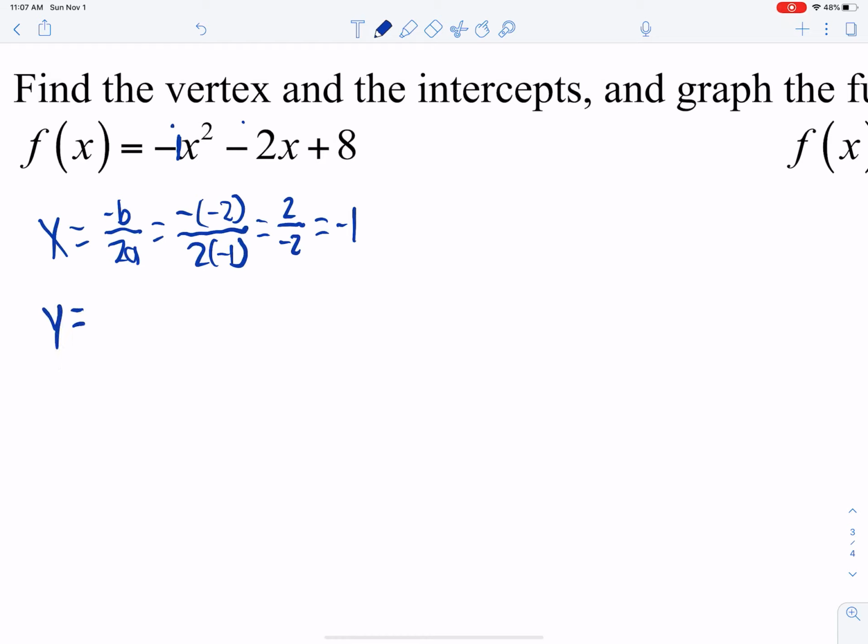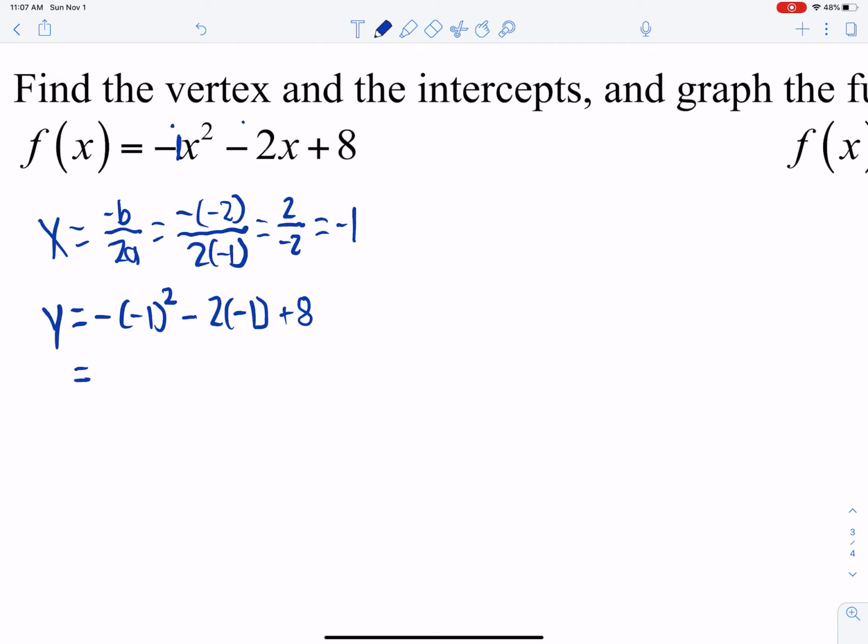To find the y part of the vertex, we go back to the original function and put a negative 1 in place of x. So instead of negative x squared, we have the negative of negative 1 squared. Instead of negative 2 times x, we have negative 2 times negative 1. And then we have plus 8.